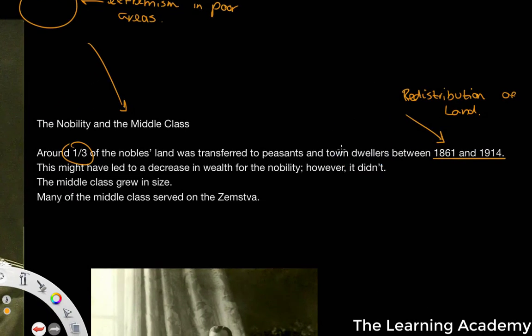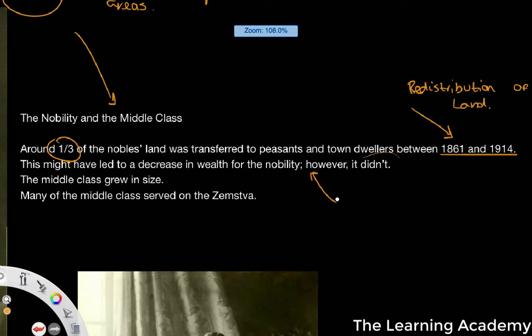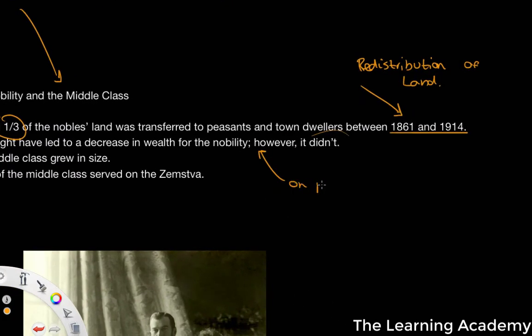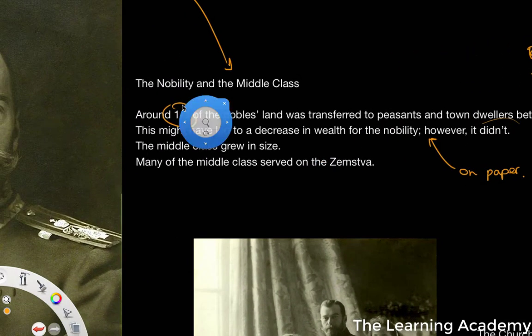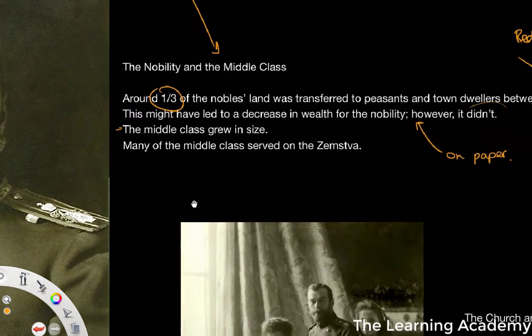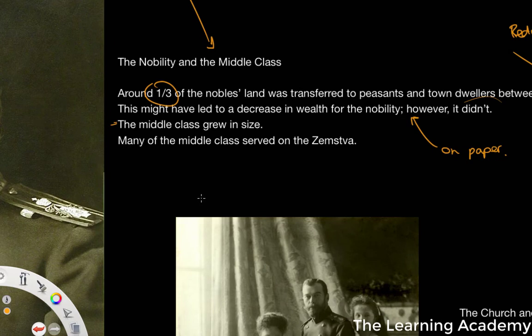And this might have led to a decrease in wealth for the nobility. On paper, it would have done. In reality, it didn't. In theory, it would have led to a decrease in wealth, but it actually didn't. In fact, the middle class actually grew in size despite the loss of land. And many of the middle class served on the Zemstvo, which, as we remember, was the local government in Russia.